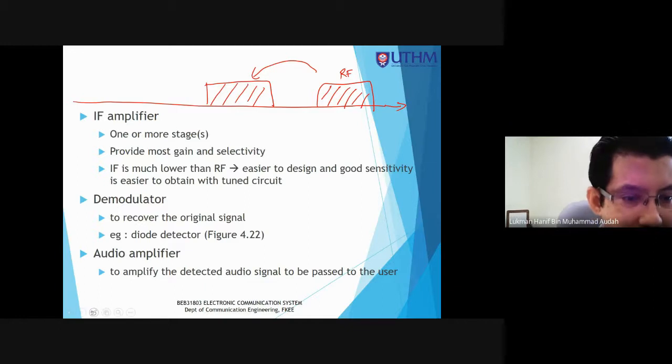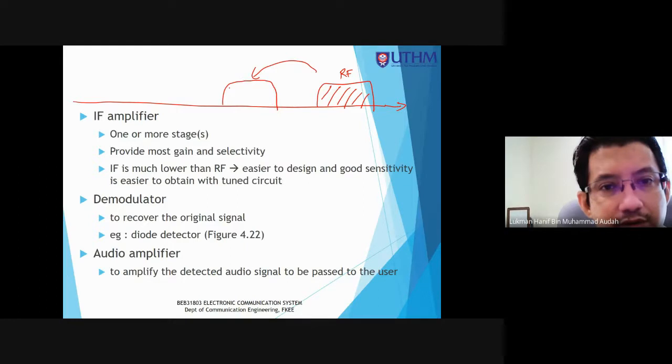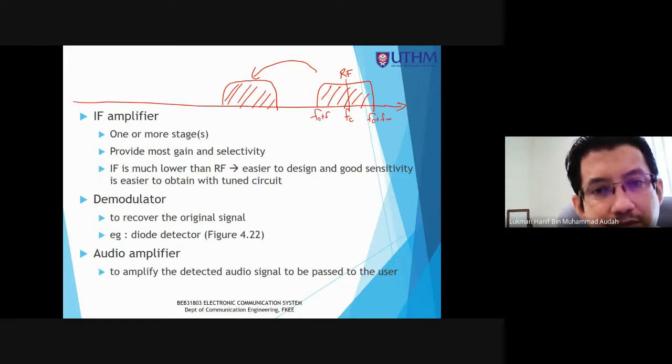Sorry, saya padam sikit ni. Saya cuba yang terbaik untuk menerangkan supaya you boleh faham. So, okay, like this. Okay. So this is RF, this is at carrier, saya buat carrier di sini. This is FC plus FM, FC plus FM. Okay.